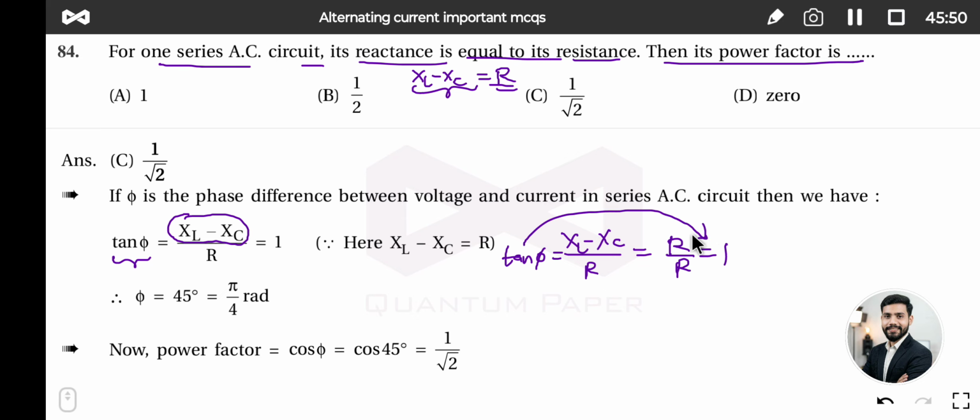So at what angle is the tan value 1? The angle is nothing but 45 degree, which is pi by 4. So we have to find out the power factor. So the formula of power factor is cos phi, and phi value is nothing but 45 degree. So cos 45 is 1 upon root 2. So the correct answer is C, 1 upon root 2. Move to the next question.